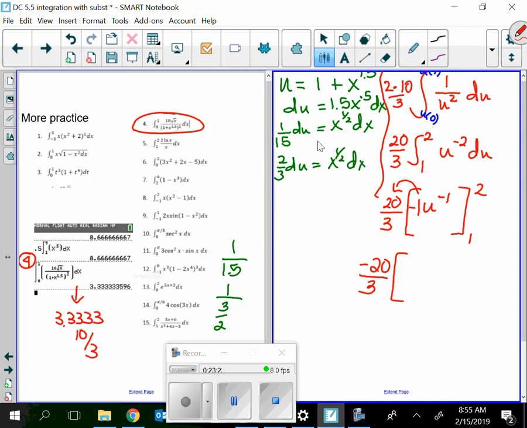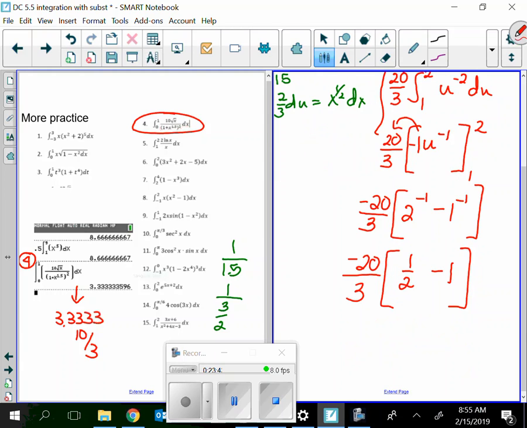So 2 to the -1 minus 1 to the -1. If we've heard it once, we've heard it 1,000 times: 1 to any power is 1. What is 2 to the -1? 1/2. What's 1/2 minus 1? -1/2.